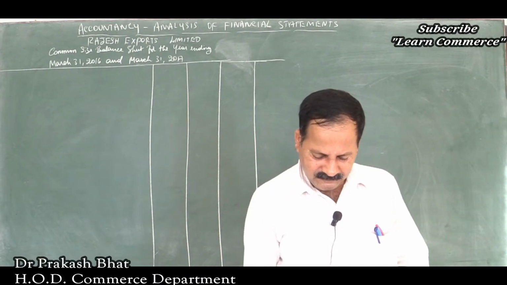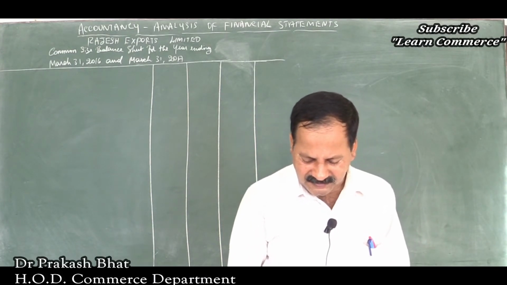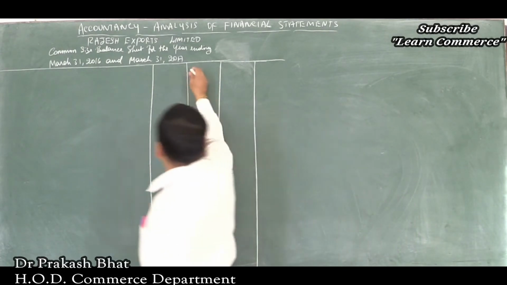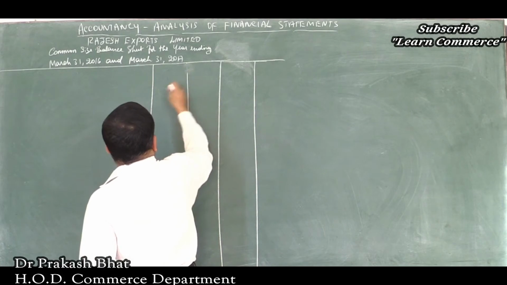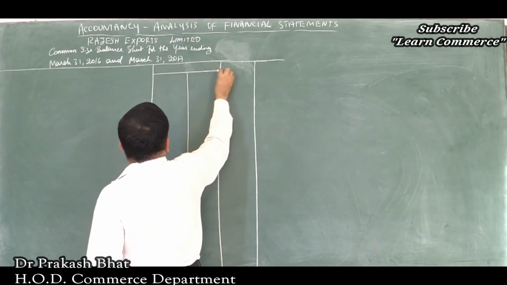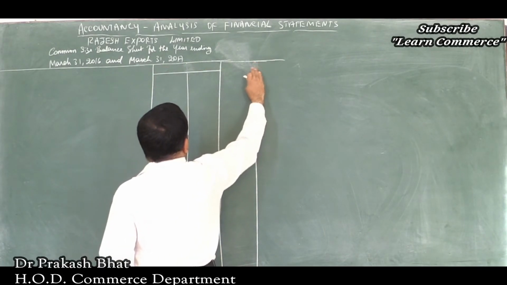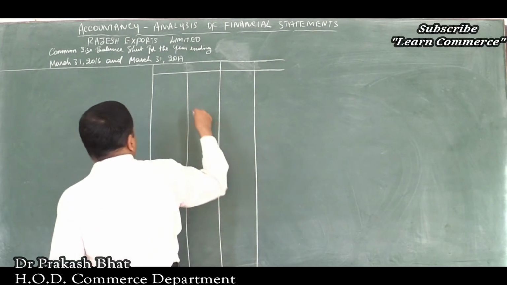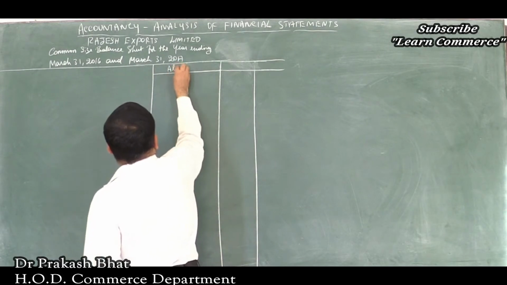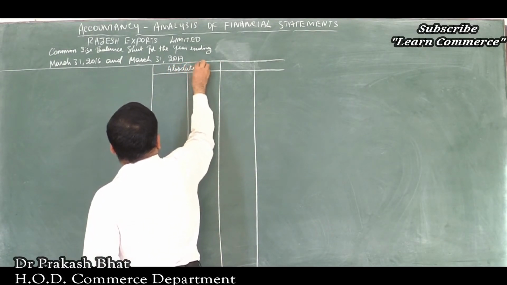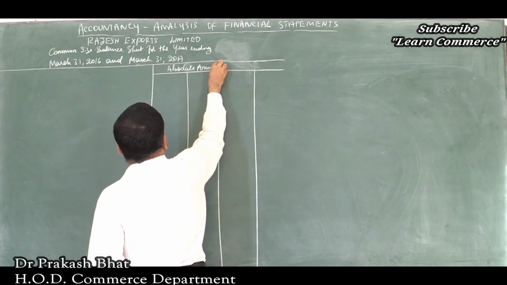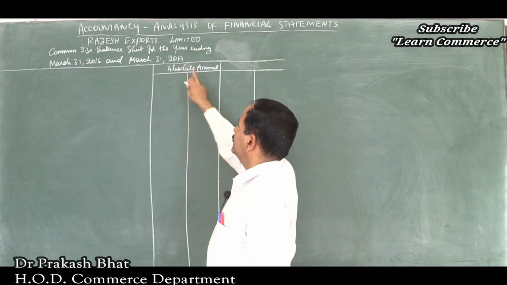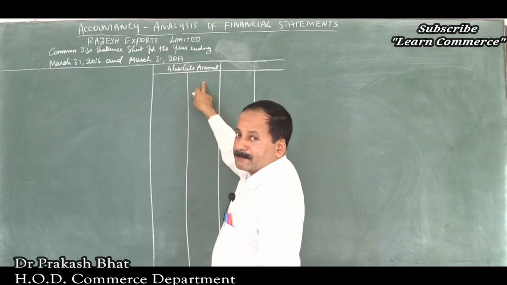Okay, 31st March 2017 rupees. This is right here absolute amounts. Do like this, then divide. Here also do like this and make it as common, right? Here absolute amount, rupees here, 31st March 2016 rupees, 31st March 2017 rupees. Clear?